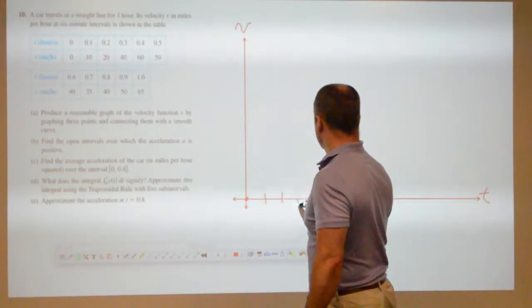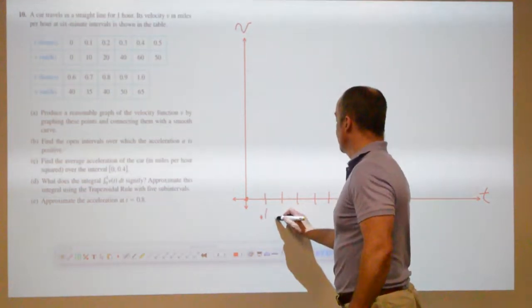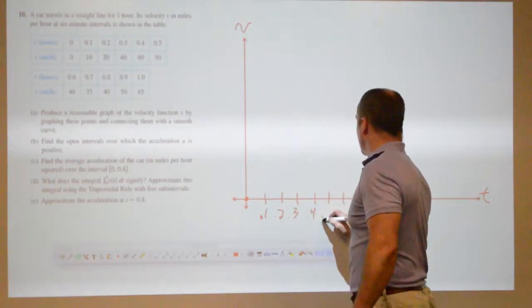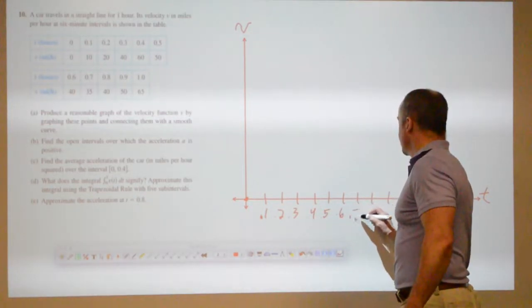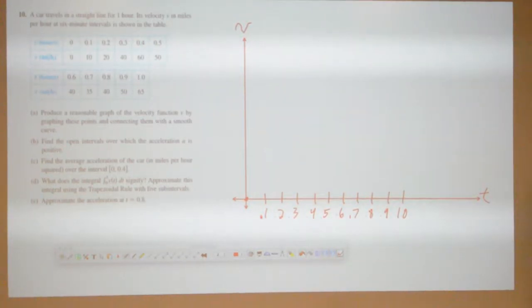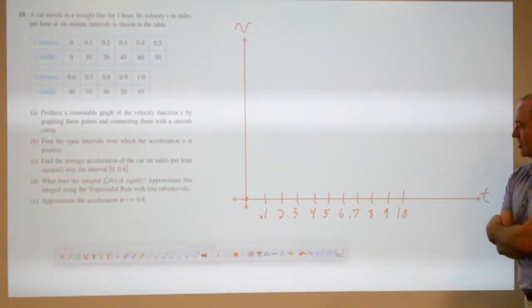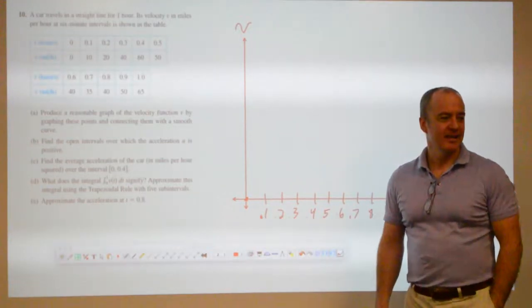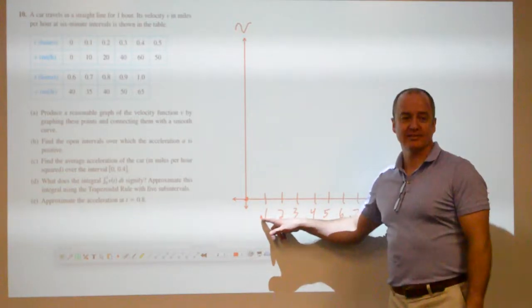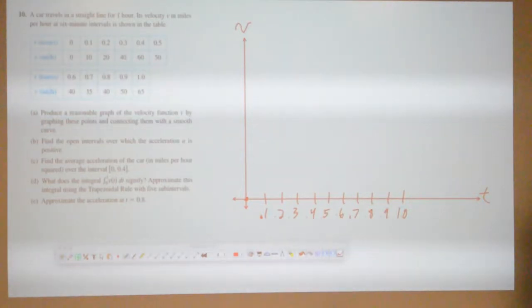1, 2, 3, 4, 5, 6, 7, 8, 9, 10. So here's my 0.1, 0.2, 0.3, 0.4, 0.5, 0.6, 0.7, 0.8, 0.9, 1.0. What are these decimals doing here? I thought they said it was 6-minute intervals. Did I read wrong? 6-minute intervals. Yeah. So why are these decimals here? Oh, it's out of an hour. And what is 1/10 of an hour? 6 minutes. So this is 6 minutes, 12 minutes, 18 minutes, 24 minutes. Okay, just double checking that you caught that.